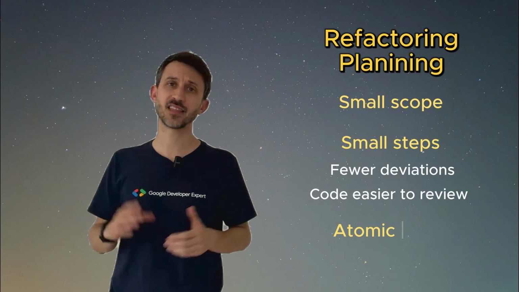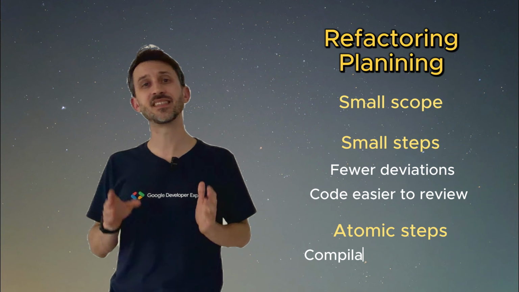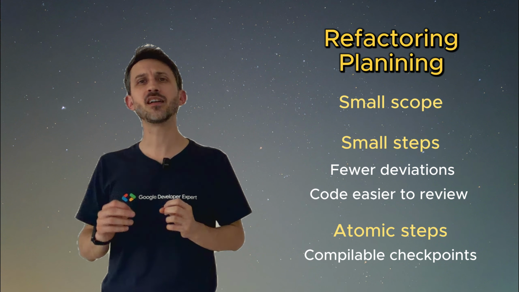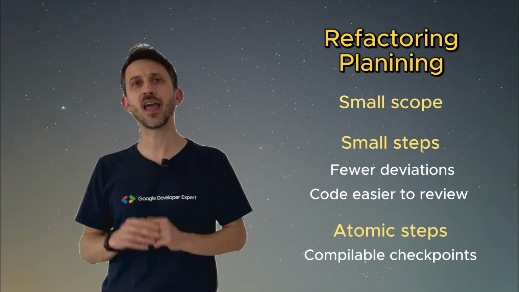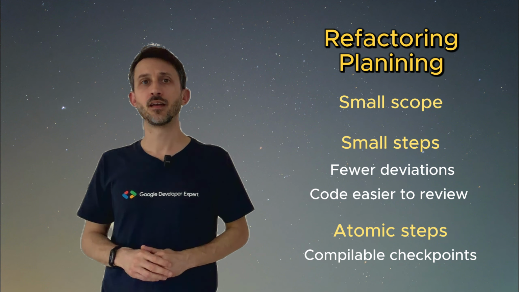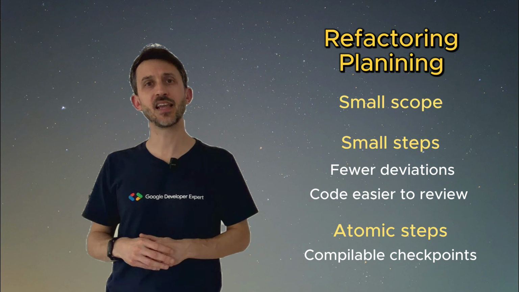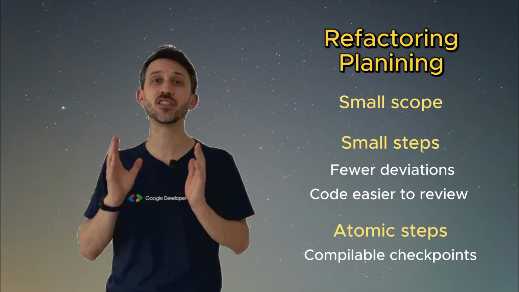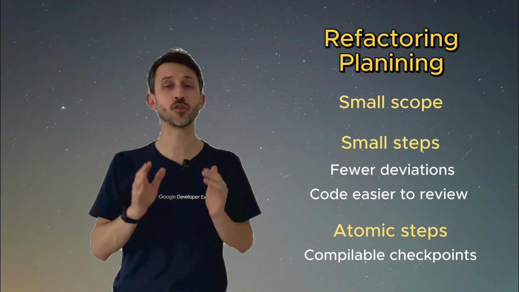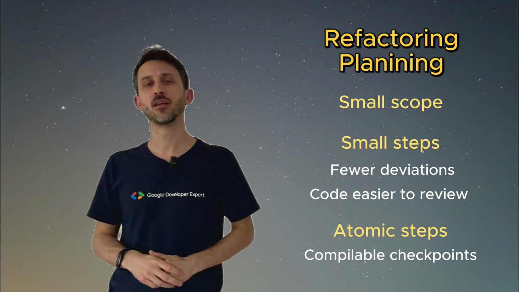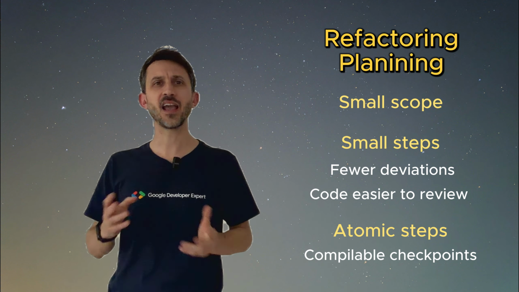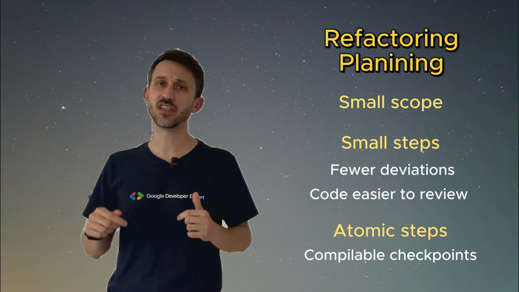Also, atomic steps matter, because once a step is complete and the code compiles, you can run your guardrails to verify everything still works as expected. At that point, you can commit the change and create a reliable checkpoint, so you can always roll back to a known good state. We'll dive deeper into checkpoints in the next video, where we'll execute the refactoring based on this plan.